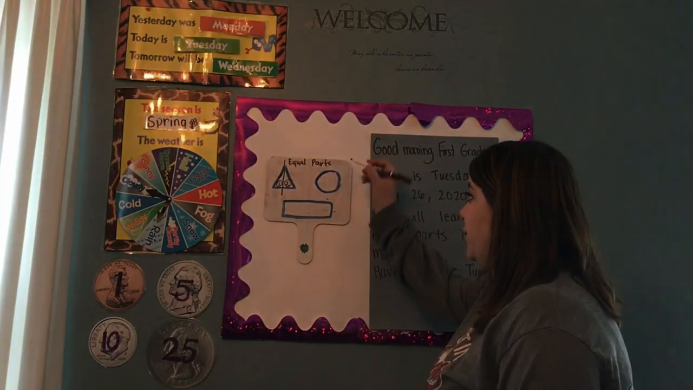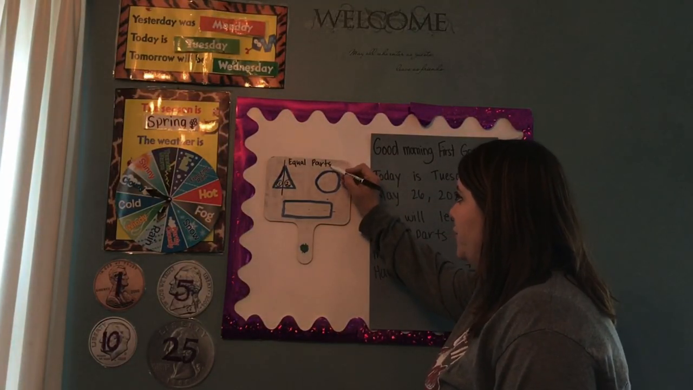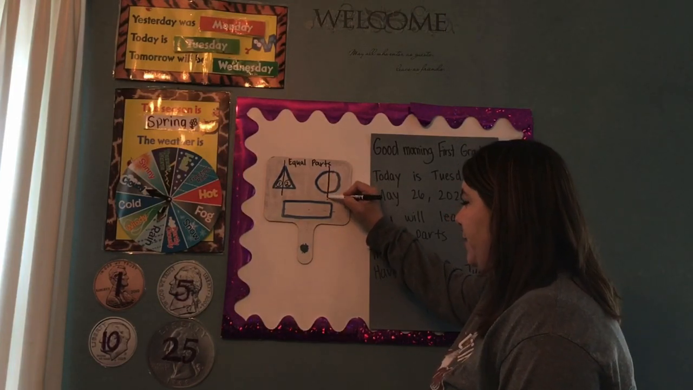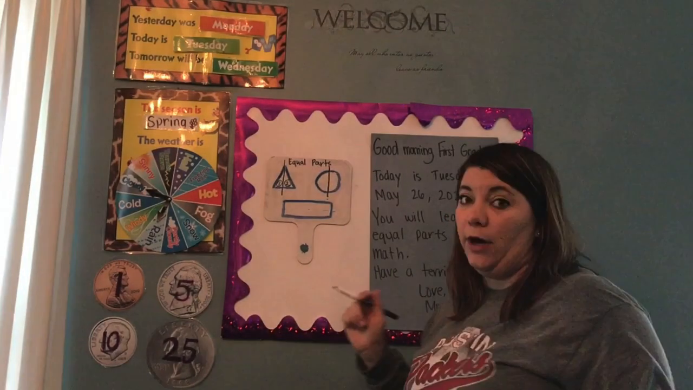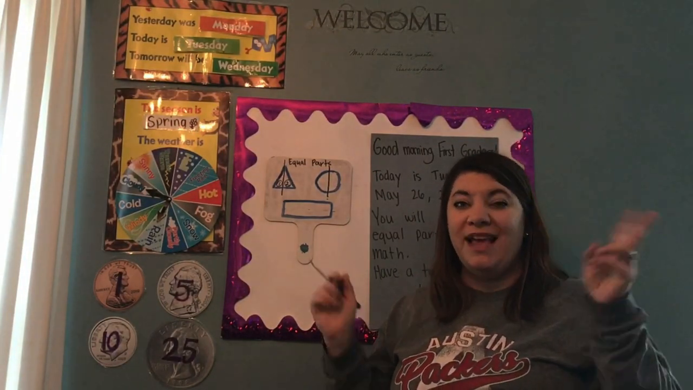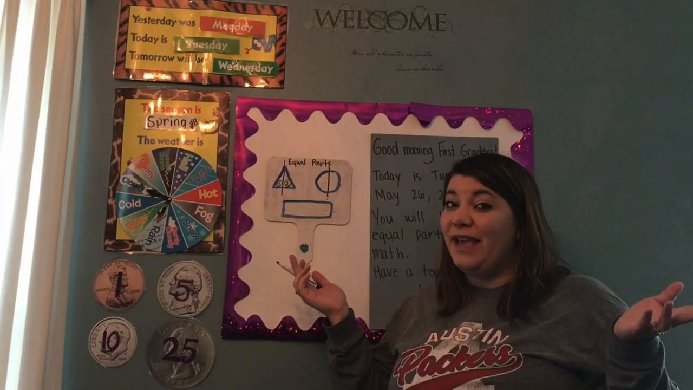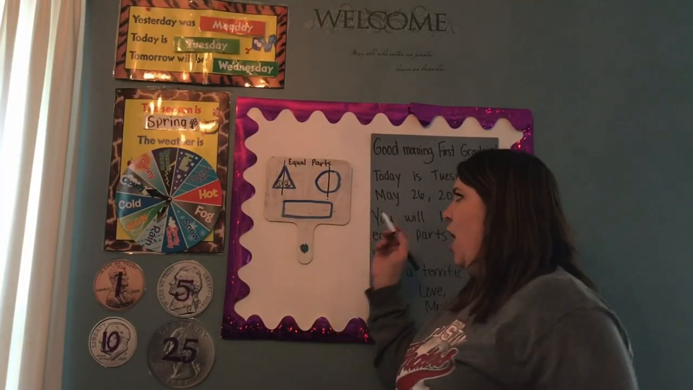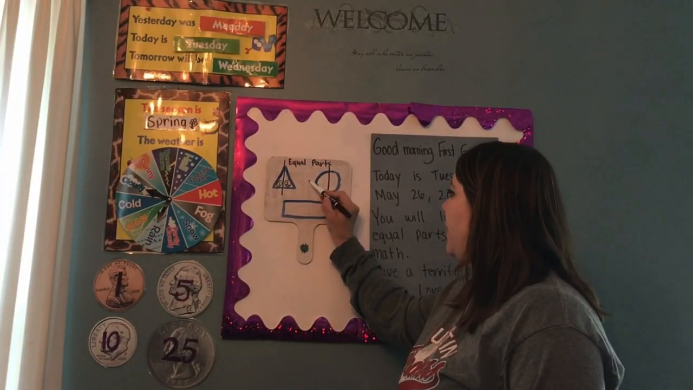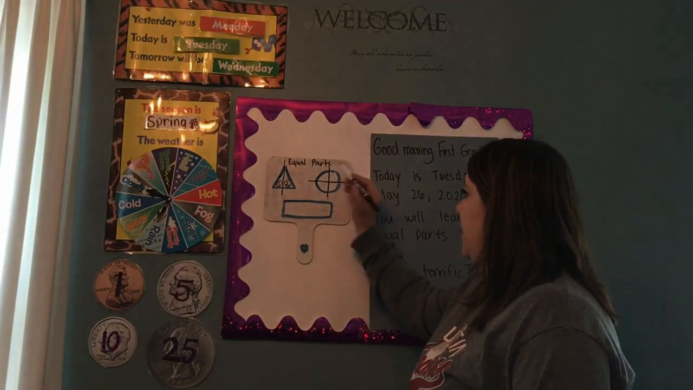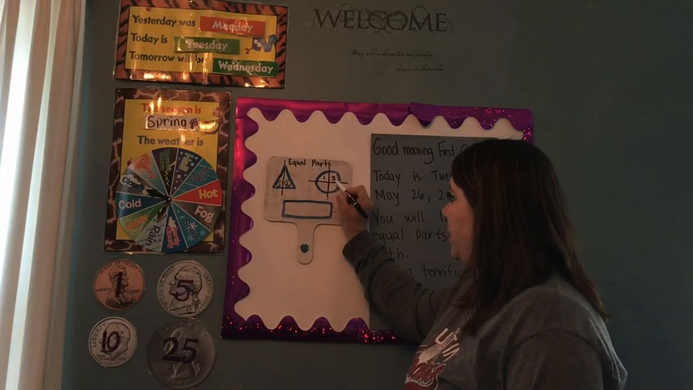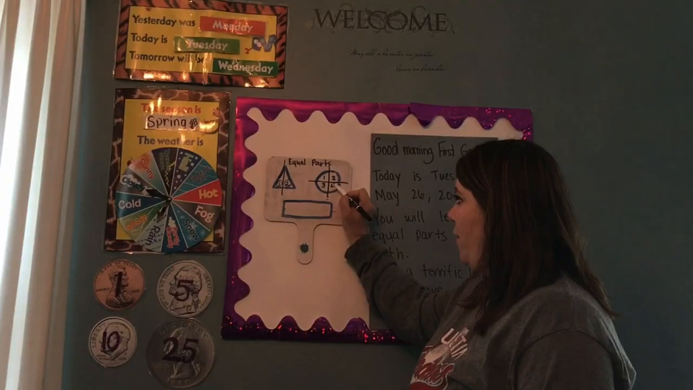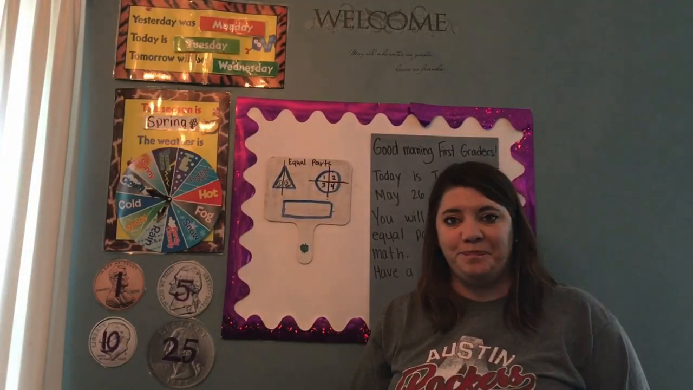If we look at the circle, I could draw a line going straight up and down and both sides are equal. I have 2 equal parts. Can I draw another line to make it 4 equal parts? I sure can. I could draw a line going across. So now the circle has 1, 2, 3, 4 equal parts.